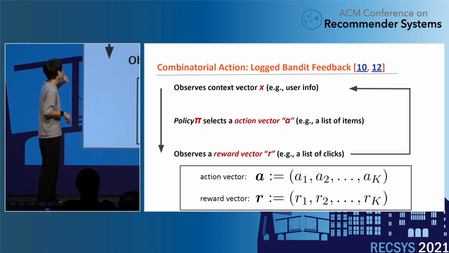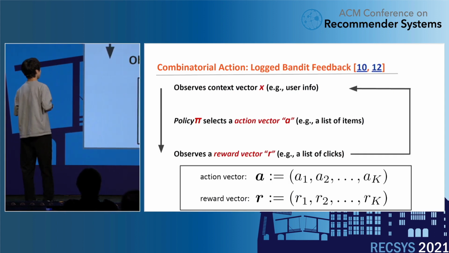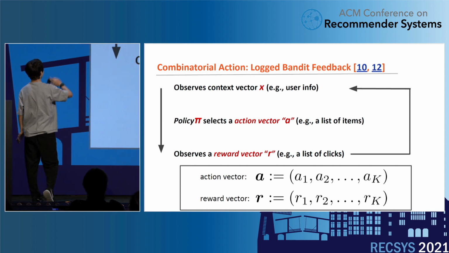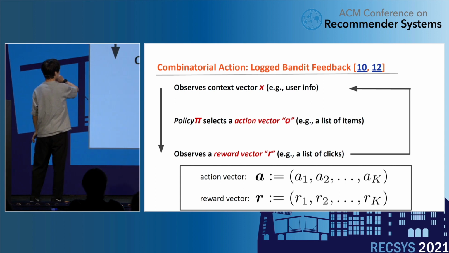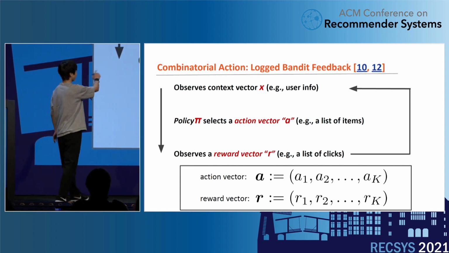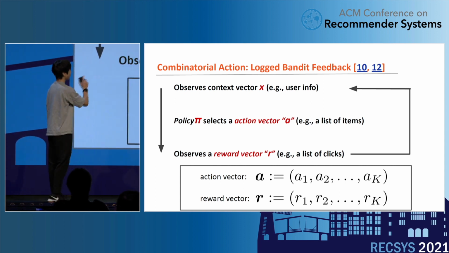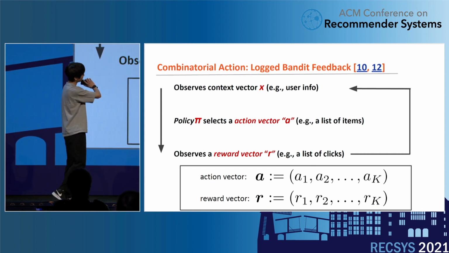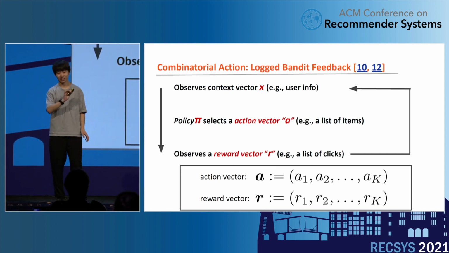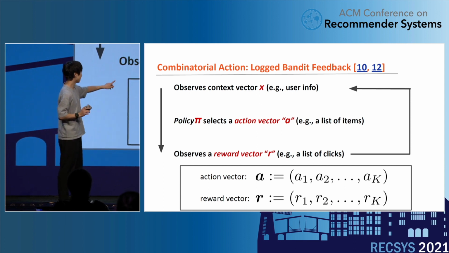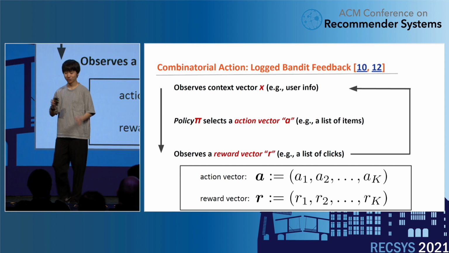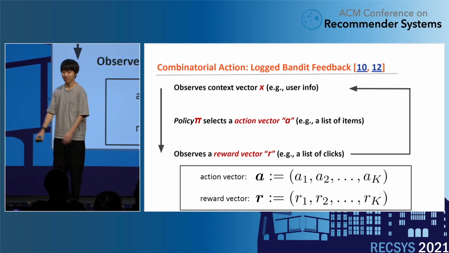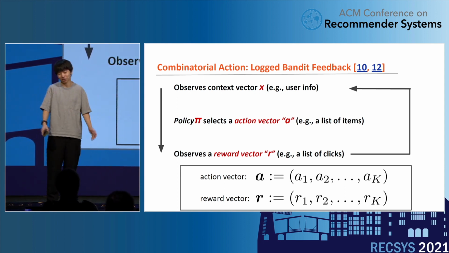So that's the only difference. So here's some difference in notation in the data generation process, of course. We first observe context vector X. This is the same. And then a policy pi selects an action vector A. This is no longer the action variable. So it's an action vector containing A1, A2 to A capital K, so we have K different discrete actions in the combinatorial action space.